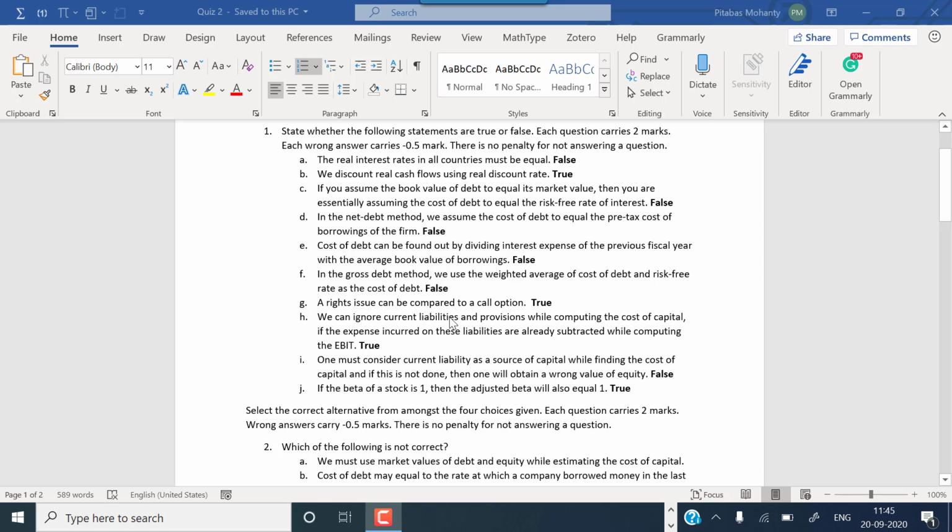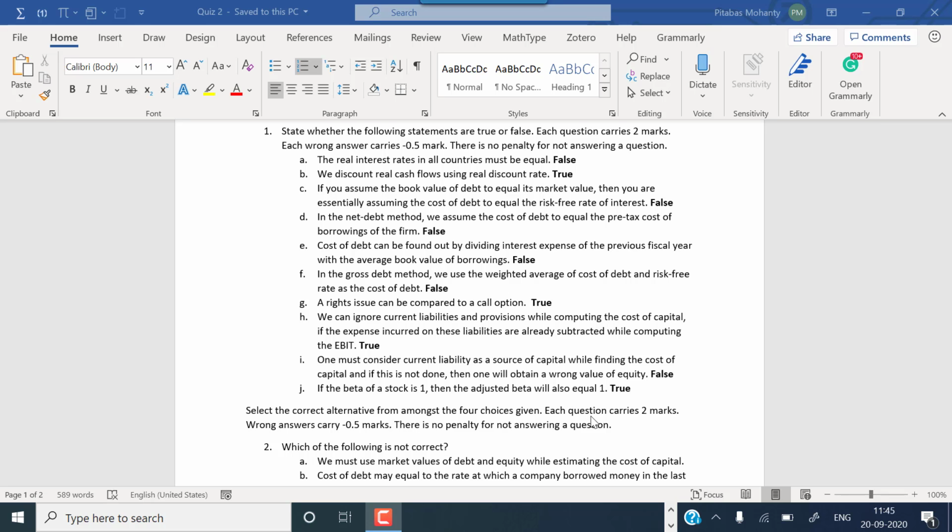Now, yeah, that is what we assumed in the class, but there's no reason why they would be equal, so that's false. Now, we discount real cash flows using real discount rate. Yes, that's true.